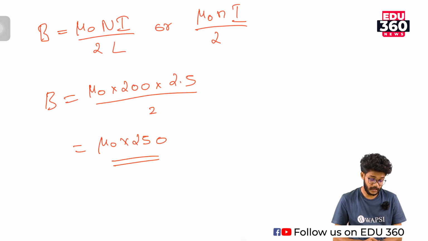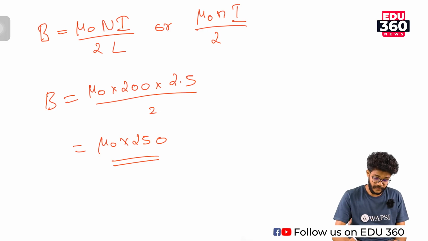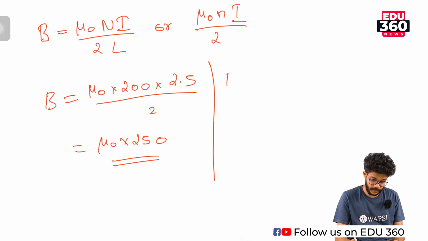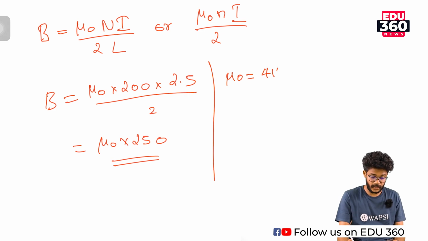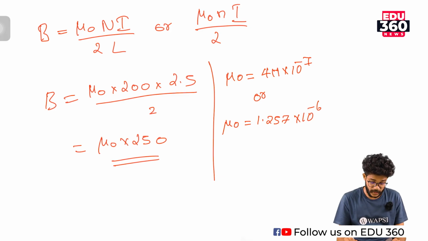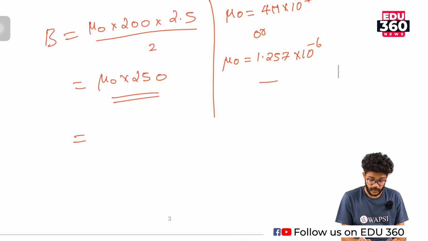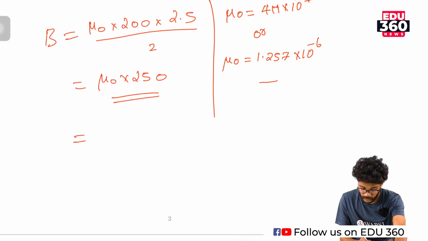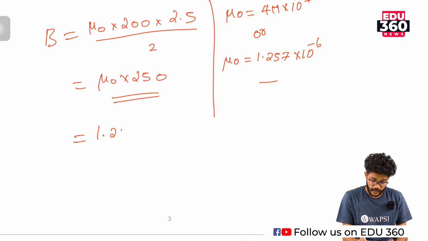Okay, B is equal to 250 times mu 0, and the value of mu 0 is equal to 4 pi into 10 raised to minus 7, or mu 0 is equal to 1.257 into 10 raised to minus 6. Both are correct. Okay, we can use the second one, which is equal to 1.257 into 10 raised to minus 6 just multiplied by 250.